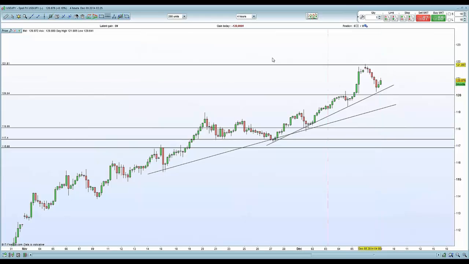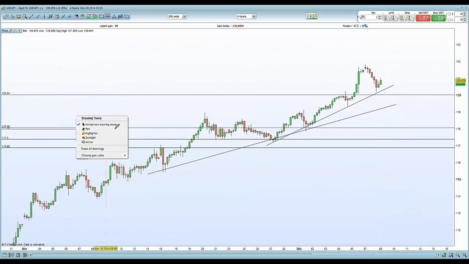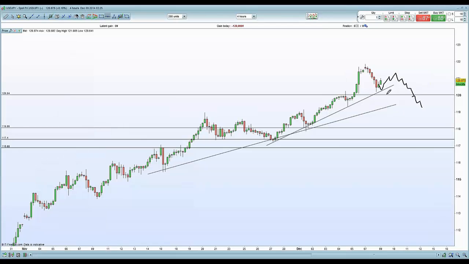If the market makes a lower high, meaning that if the market does something like this, hits the support, comes up, and starts coming down, okay, again, look for the 120. If it breaks, right, then you might want to look for these levels here. Okay, let me just draw this line.